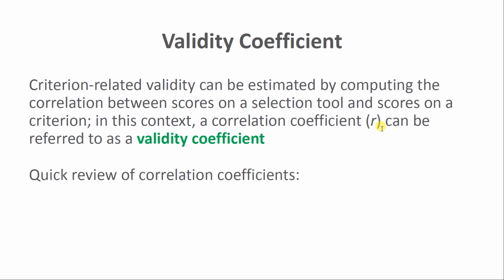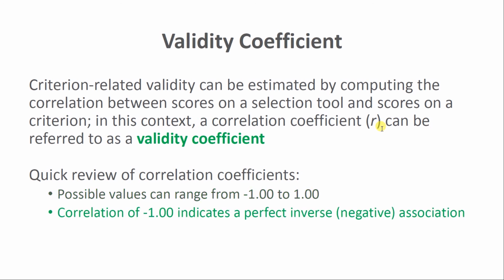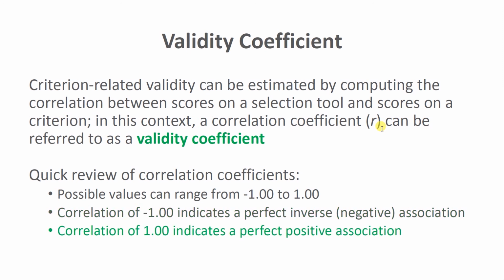So here's a quick review of correlation coefficients in this context so that we're on the same page about how to interpret them. Now, when we're thinking about a correlation coefficient, and in this case, I'm really thinking about a Pearson product moment correlation, possible values can range from -1 to 1. A correlation of -1 would indicate a perfect inverse or negative association between two continuous variables. A correlation of 1.0, on the other hand, would indicate a perfect positive correlation between two continuous variables. And then finally, a correlation of 0 would indicate no association or no correlation between those two continuous variables.